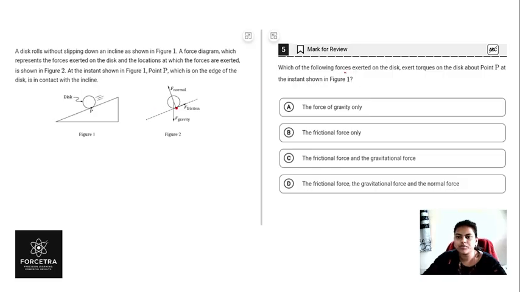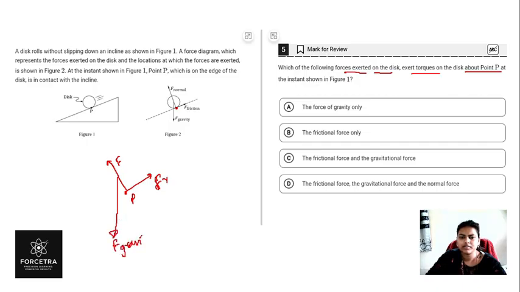Which of the following forces exerted on the disc exerts torques on the disc about the point P? So if I draw this, this is point P, and we have to find this is the frictional force. So this is the axis. Now we are selecting it as the axis.